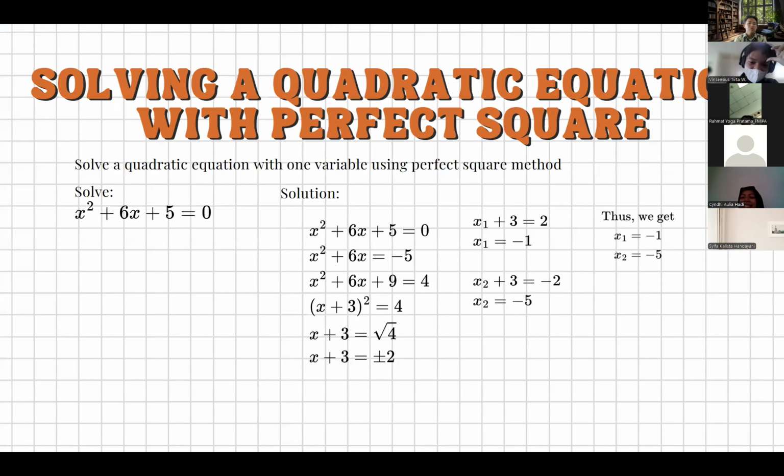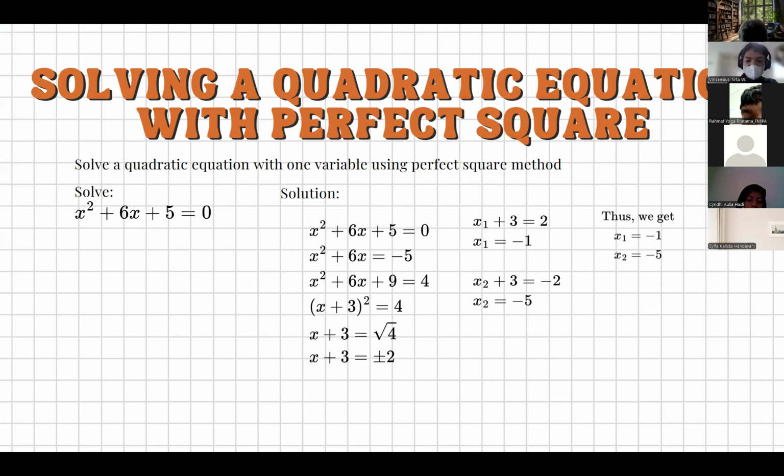And then for this case, we're going to solve a quadratic equation with the method of perfect square. In this example, we're going to solve x squared plus 6x plus 5 is equal to 0. For the solution, we're going to use the additive inverse of 5, so we subtract 5 from both sides, and thus we got a new equation of x squared plus 6x is equal to negative 5.